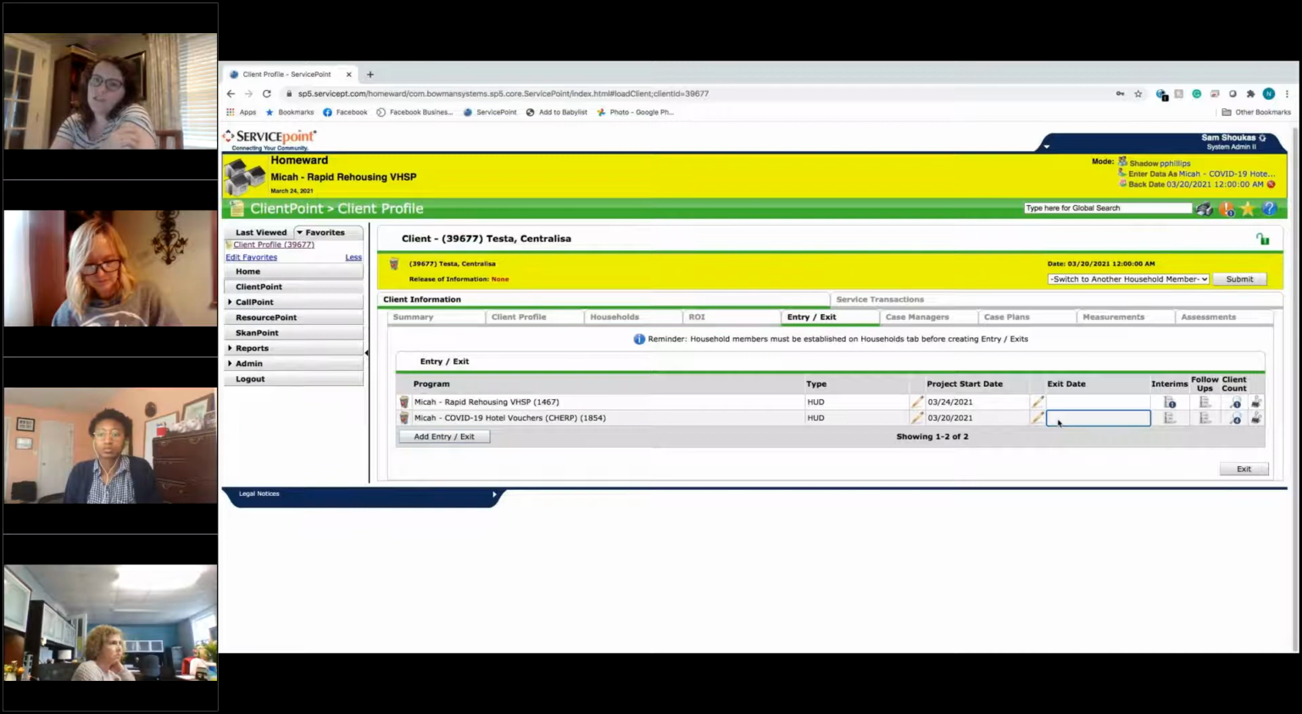Is there any questions on housing move-in dates or project start dates?